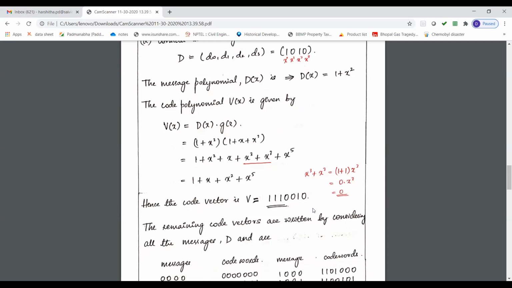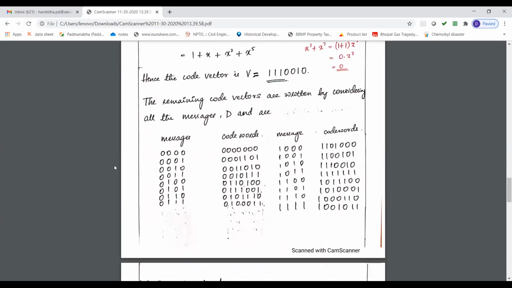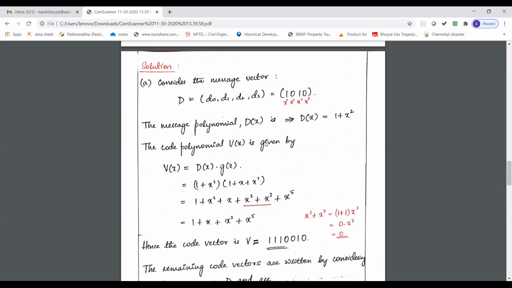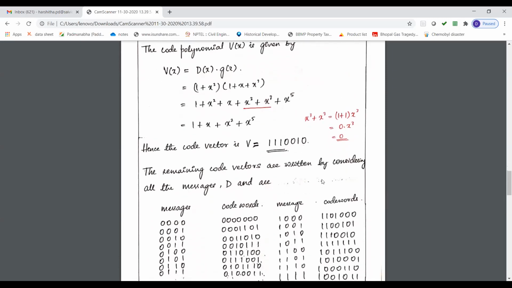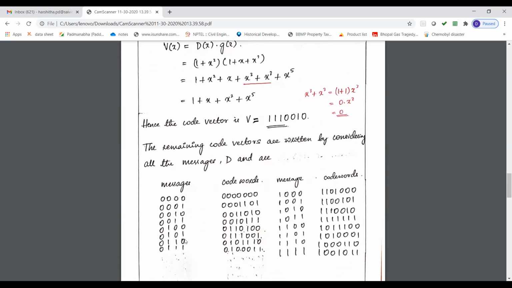So in this way, we will consider all the messages, that is 0000, 0001, 0010, and so on till 1111, and calculate the code vectors by performing multiplication of message polynomial and the generator polynomial given in the data, and we will find out the code vector as we found it out now. So I want all of you to consider all these messages and find out the code vectors, and I want you to cross verify whether you are getting these code vectors correctly.